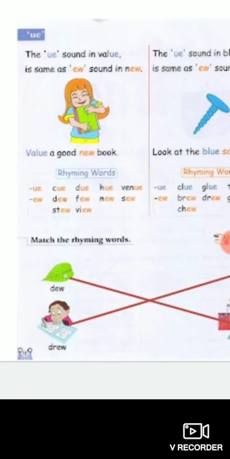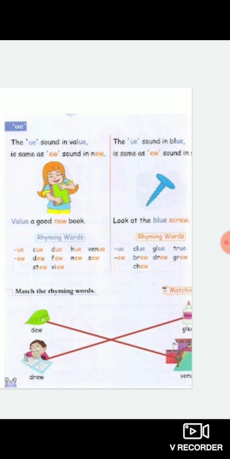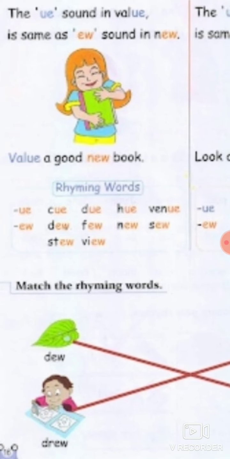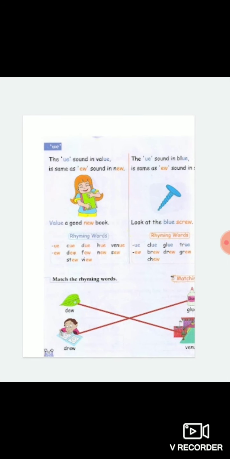दोनों के sound क्या है children? Drew, glue. So हमने क्या किया है? Drew को glue से match किया है because दोनों के sound क्या हैं children? Ooh. And both are giving the long sound. दोनों के sound क्या हैं? Long sound. और in the above DEW, dew में क्या है children? Short sound. Dew and venue, short sound. So we are matching the dew with the venue and drew with the glue.